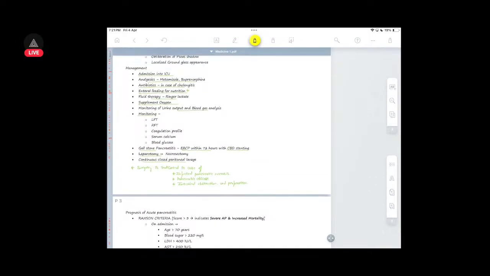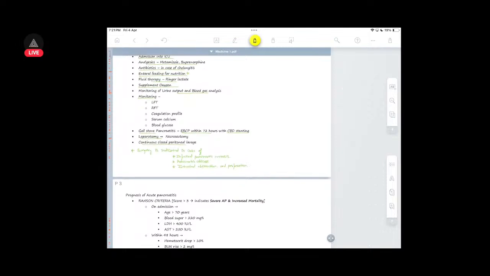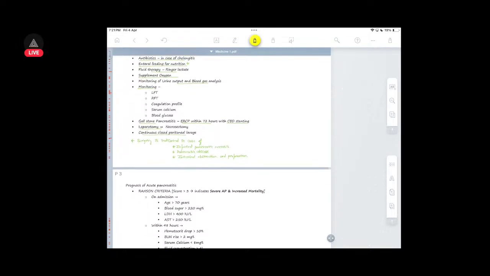Necrosectomy. You have to admit the patient into the ICU. You have to give analgesics such as buprenorphine. Provide analgesics, antibiotics, enteral feeding for nutrition, and fluid therapy. You have to give fluids as a main part. Yes, you have to supplement oxygen.